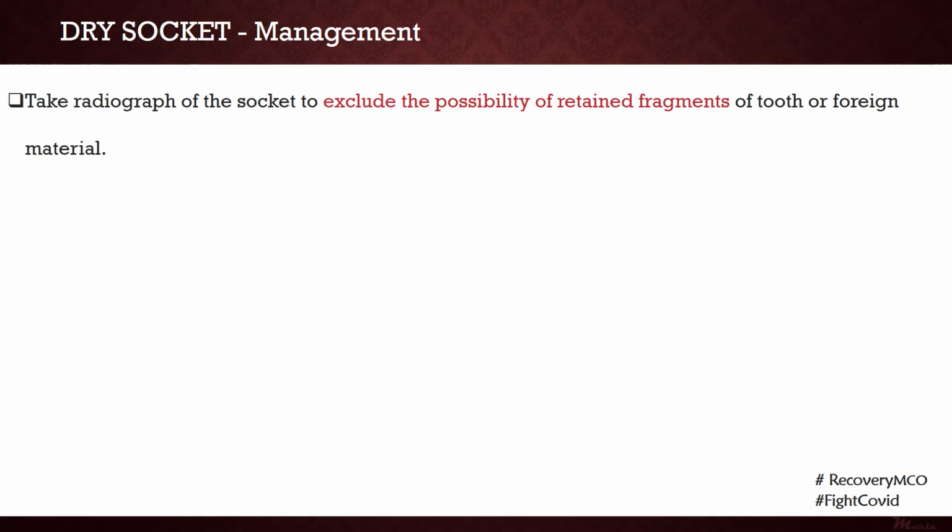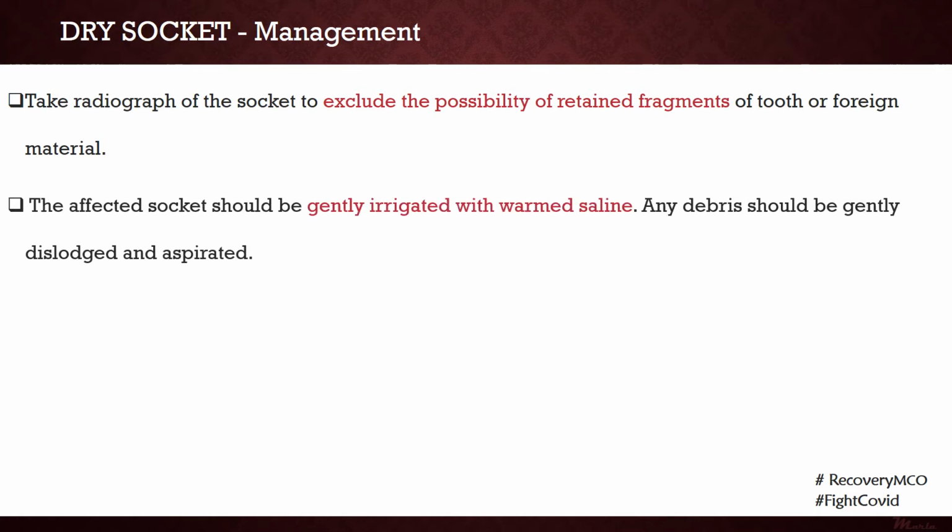However, if dry socket occurs in spite of all the preventive actions, it has to be identified by clinical examination or by taking a radiograph. Radiograph of the extraction socket should be done to exclude any possibility of retained fragments or presence of foreign material. The affected socket should then be gently irrigated with warm saline. Any debris should be dislodged and aspirated.